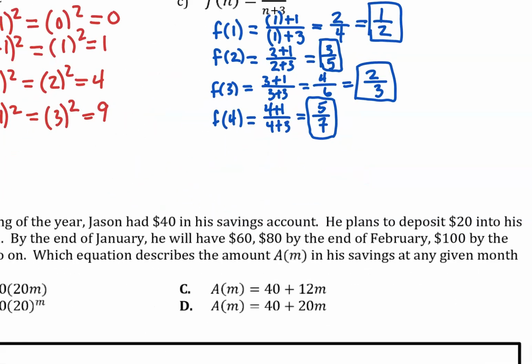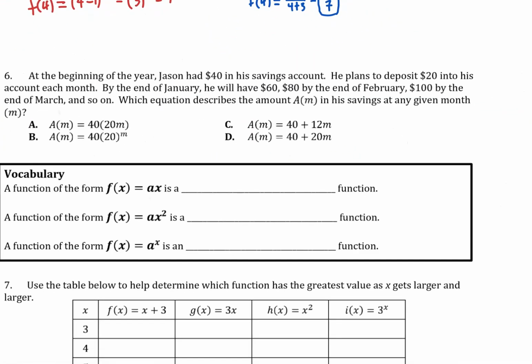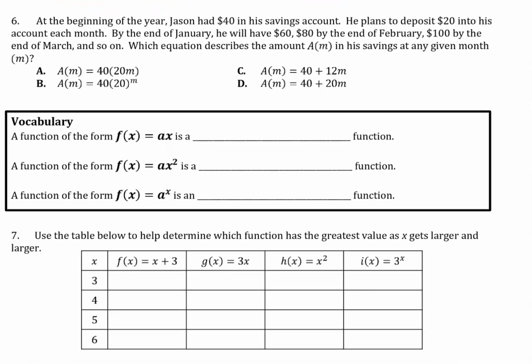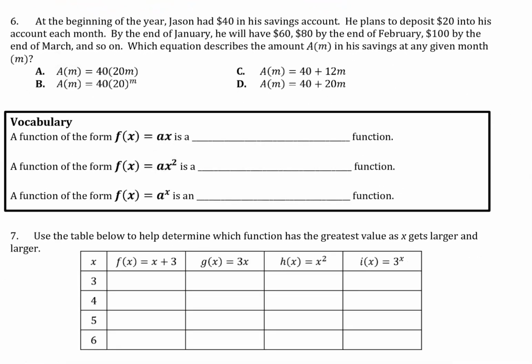All right, this next one. This next one is a word problem, and it's saying at the beginning of the year, Jason had $40 in the savings account. He plans to deposit $20 into his account each month. By the end of January, he will have $60, $80 by the end of February, $100 by the end of March, and so on. Which equation describes the amount A sub m, or A of m, that his savings will have grown to in any given month? So, is this going to be an arithmetic or geometric?